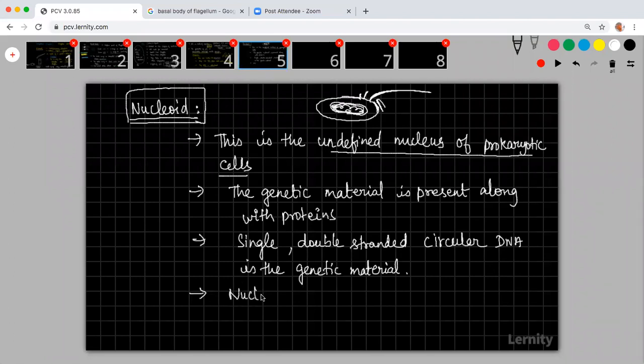Nucleoid region is generally not differentiated from other parts.